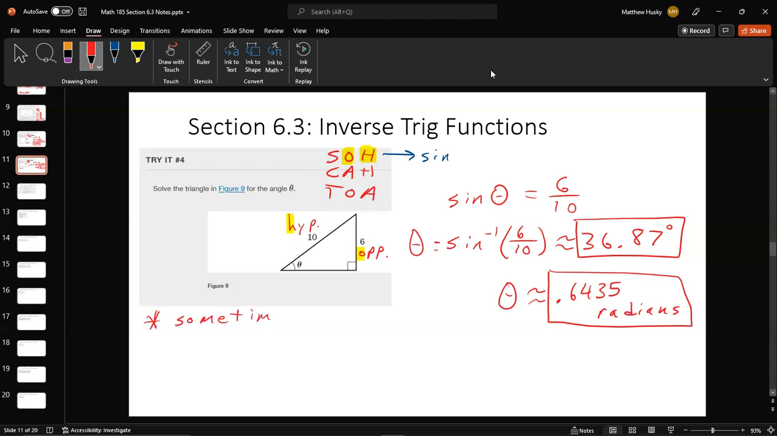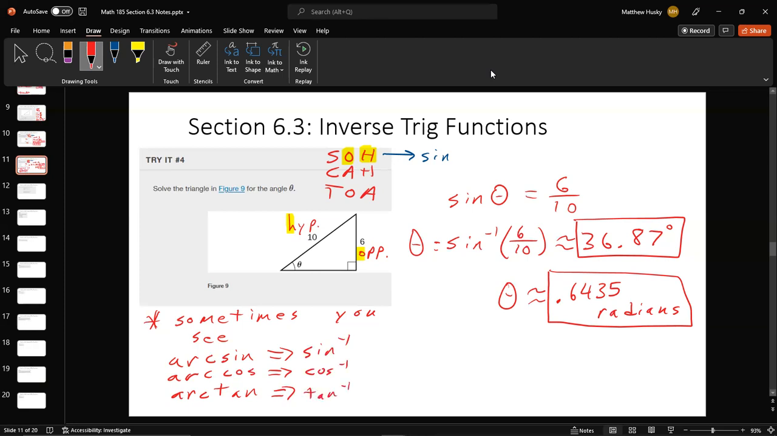Sometimes you see arc sine, arc cosine, and arc tan. And these are just equivalent. They mean the same thing, but they're just different ways of writing sine inverse, cosine inverse, and tan inverse.